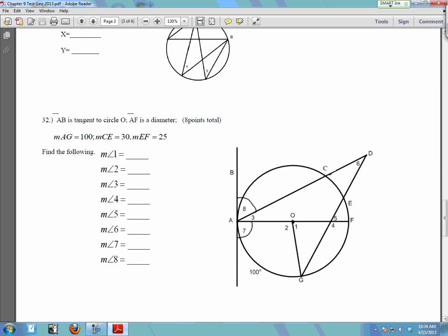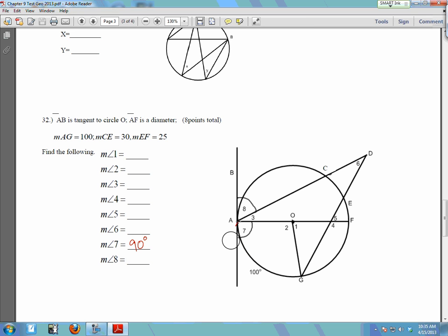Down here, a lot of us did not pay attention to the fact that we've got some information here with AB tangent to circle O and AF as a diameter. If AB is tangent to circle O, then we've got right angles here. So angle 7, right away probably the easiest one to find, is 90 degrees. They also tell us that arc AG is 100 degrees. I put that in for us.